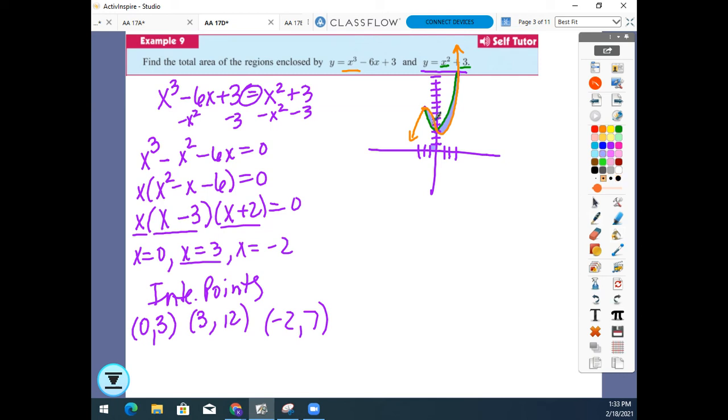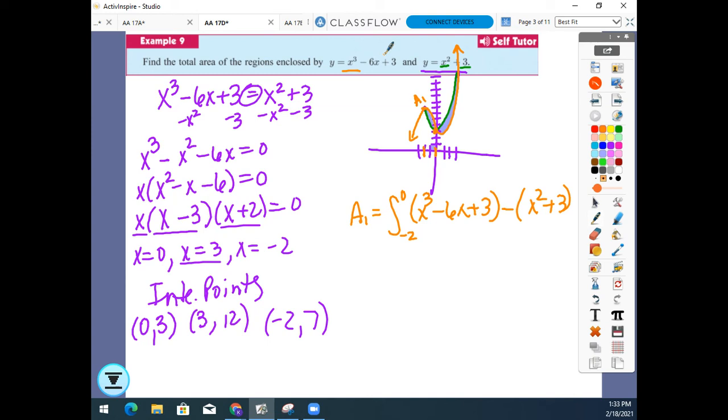This first area here, let's call this area 1. Notice the cubic is on top. So I'm going to find my area 1 by integrating between -2 and 0. And I'm going to do the cubic, the top one, minus the bottom one. Because what happens here at 0, 3, the green now is on top. The quadratic is now above. You always want to take the top minus the bottom.